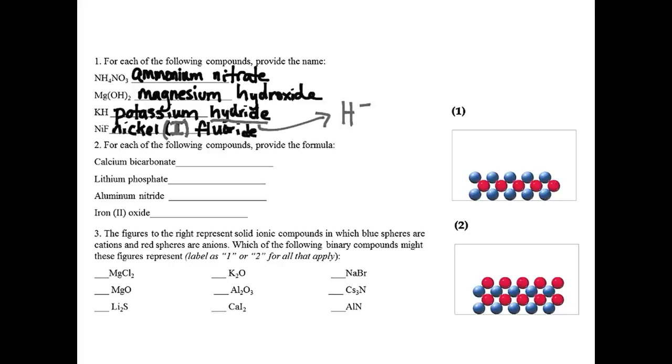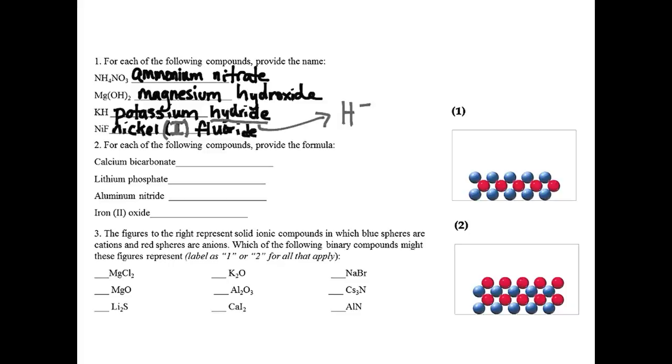Number 2, for each of the following compounds, provide the formula. This is actually the most challenging part of naming these, I would say: writing the formulas for the ionic compounds. Writing the formula is probably harder than writing the name from the formula. So 2, I think, is probably harder than 1. So I'm going to spend a little bit more time here.